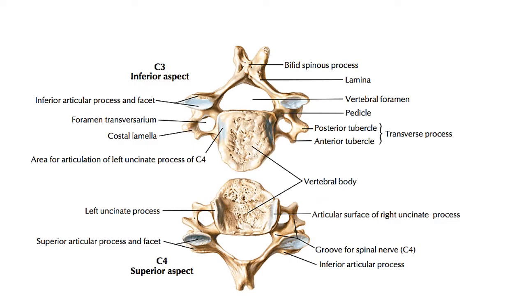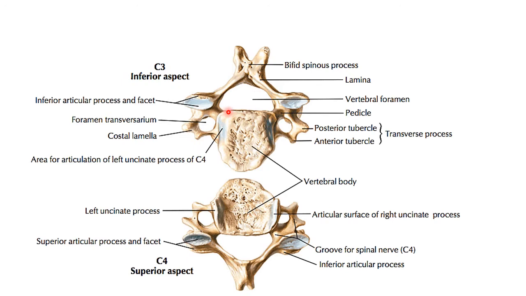There are 7 cervical vertebrae. They are small in size as compared to the thoracic and lumbar vertebrae because they have to carry less weight. They are identified by the presence of a foramen in their transverse process called foramen transversarium, and this is the cardinal feature of cervical vertebrae.